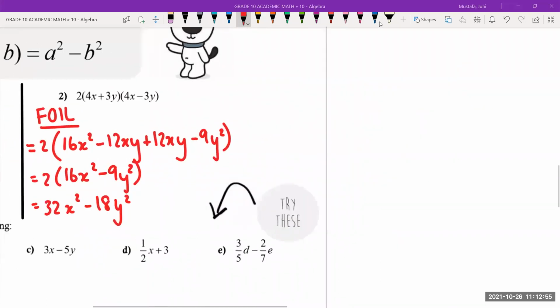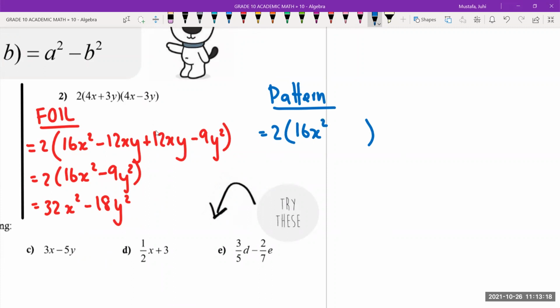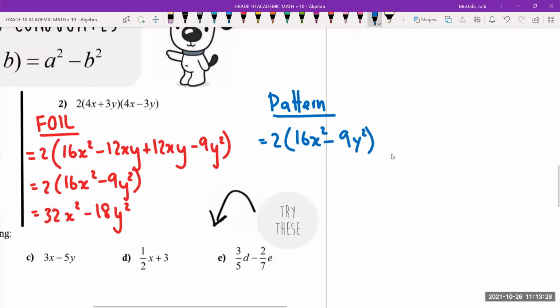I'm just going to write down pattern here. Here's how we would use a pattern. So it'll be 2. I recognize these are conjugates, so I know I can use this pattern. I'm going to multiply the first 2 terms together. What's 4x times 4x? 16x squared. And then what's 3y times 3y? 9y squared. And I know the sign has to be a minus because that's what my pattern up here tells me.